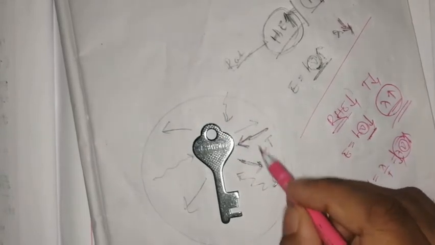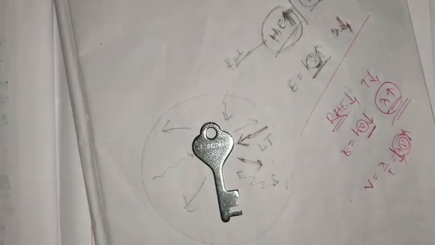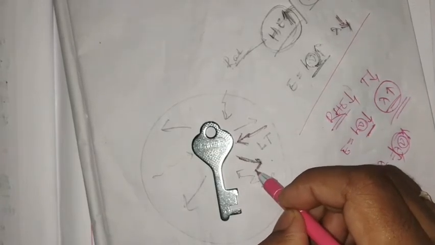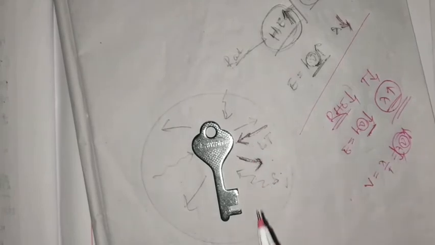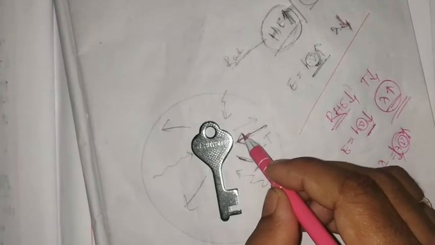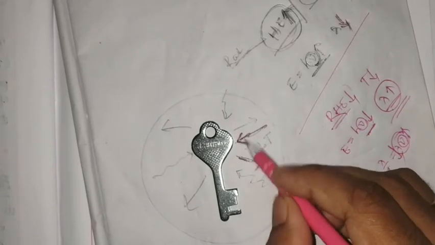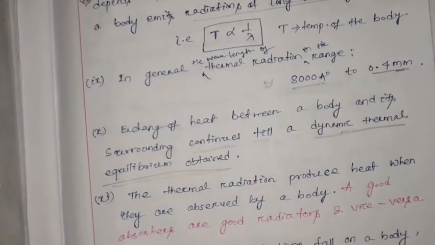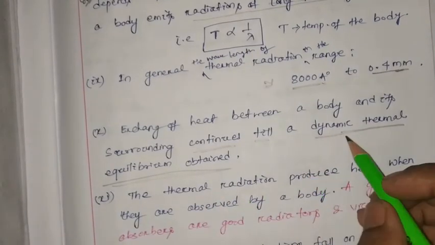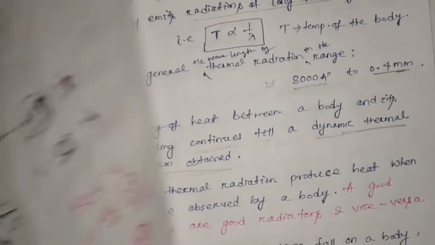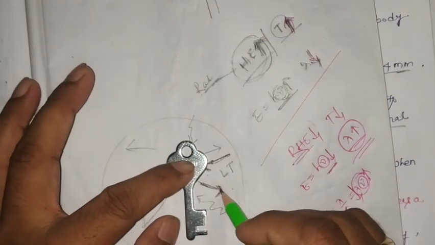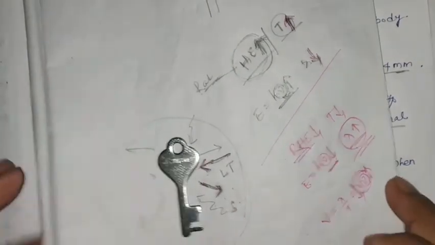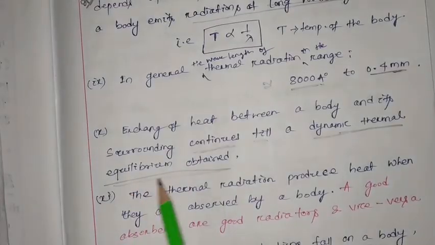So this dynamics is going to continue until, at equilibrium, the amount of heat energy radiated to the surrounding is the same as the amount of heat energy taken from the surrounding. If both are the same, then we can say it is an equilibrium condition. Dynamics means both are in motion: given to the surrounding, taken from the surrounding. Both are the same, so a dynamic thermal equilibrium is obtained, right?